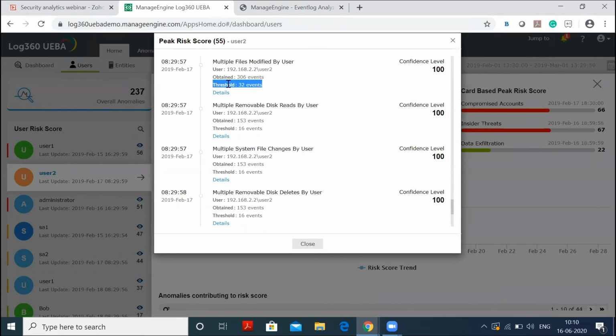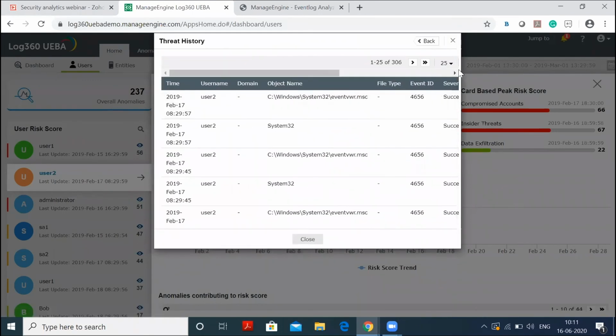Because the UEBA solution has studied every single user and system in your network, it knows what they normally do across the different categories of anomalies that we saw. So it starts flagging sharp deviations from expected behavior, and it raises the risk score of that user or system. So you get all of these different events, you get to see individual anomalies, and you can click on details and drill down to the actual events that are happening.